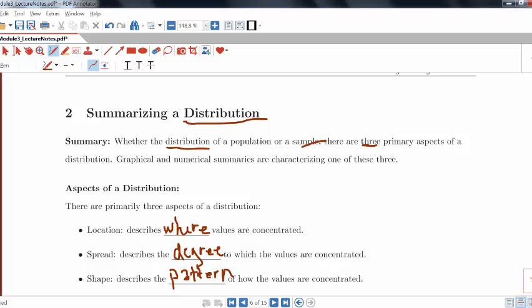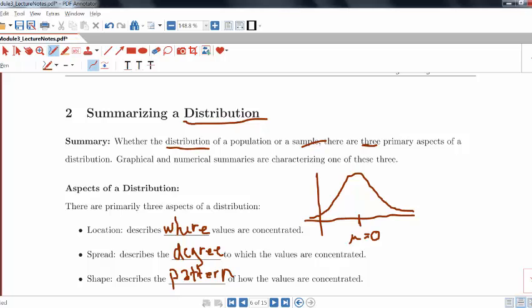Let me give you an example. Here's one with a shape. So I'm going to draw the shape being a bell curve. So that is one type of shape of a distribution. I would say this guy is centered, or the location where it's centered. Let's let this be 0.